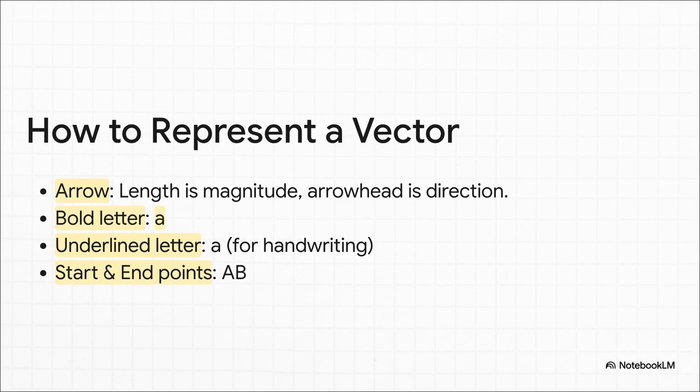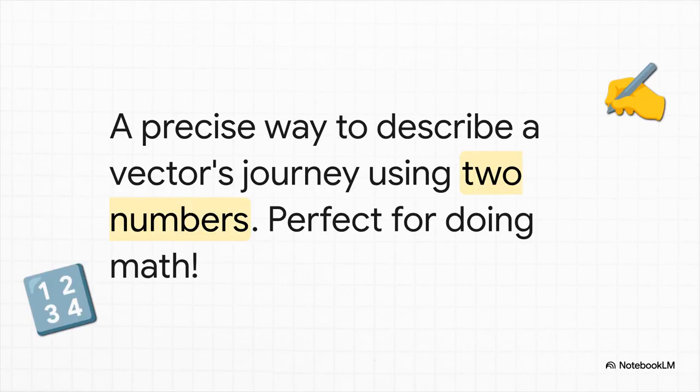When we write them, we can use a bold letter or underline it if we're writing by hand. Or we can be really specific and describe the journey from point A to point B. But for doing any real math, we need something more precise. And this is where the column vector comes in. Honestly, this is a game changer. It's a super clean way to capture that whole journey with just 2 simple numbers. It's fundamental to things like physics engines and computer graphics.